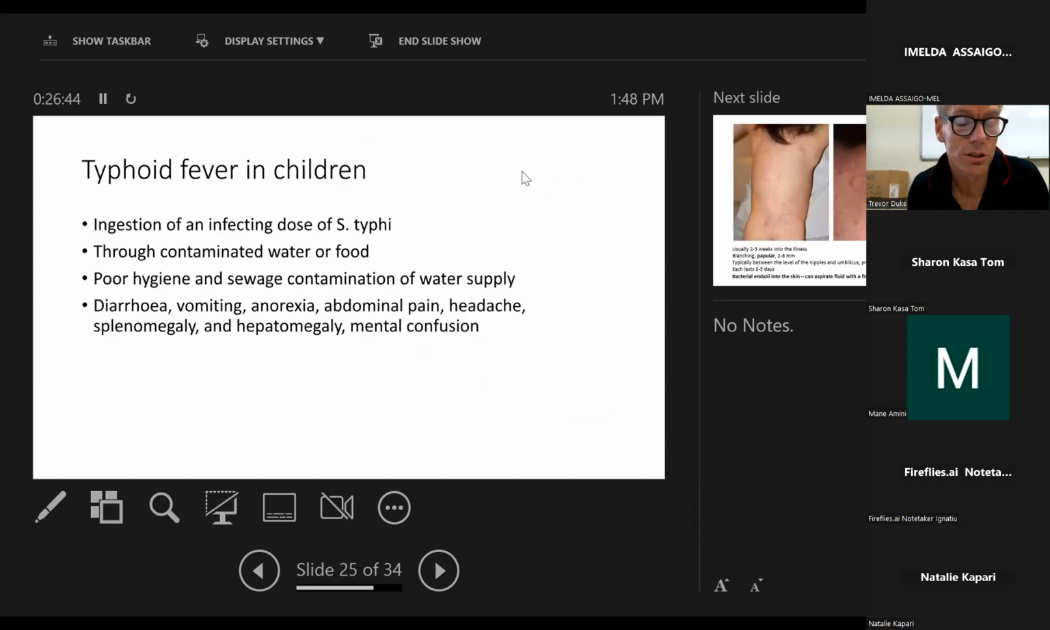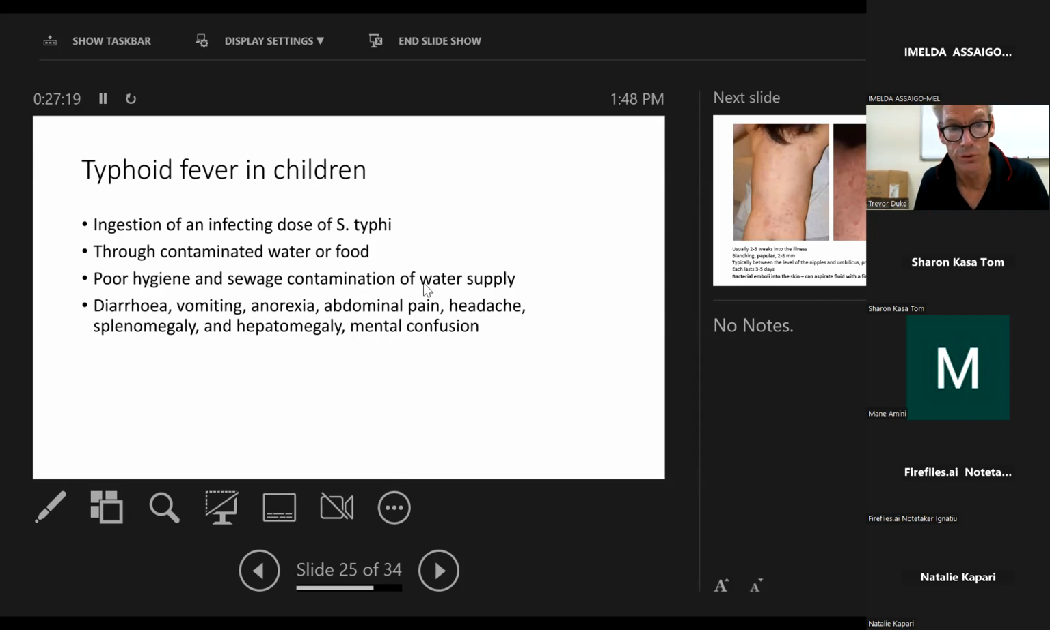I was going to just briefly touch on typhoid fever because it's so important, I think. And I think all of you know about typhoid fever. It's caused by Salmonella typhi mostly, but Salmonella paratyphi also can cause typhoid fever. Most of them in PNG are Salmonella typhi. It comes through contaminated water or food, which is different to typhus. Typhus comes from mite bites. Typhoid fever comes from contaminated water or food, and it's usually related to poor hygiene and sewage contamination of the water supply or food.